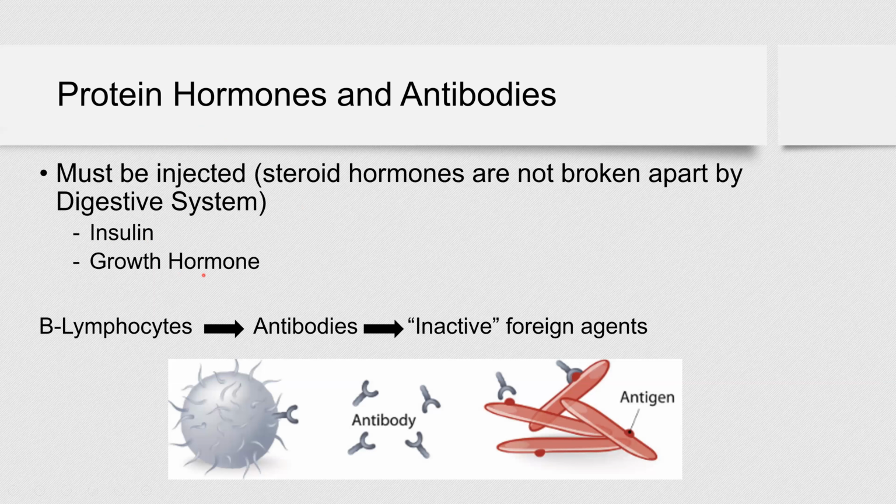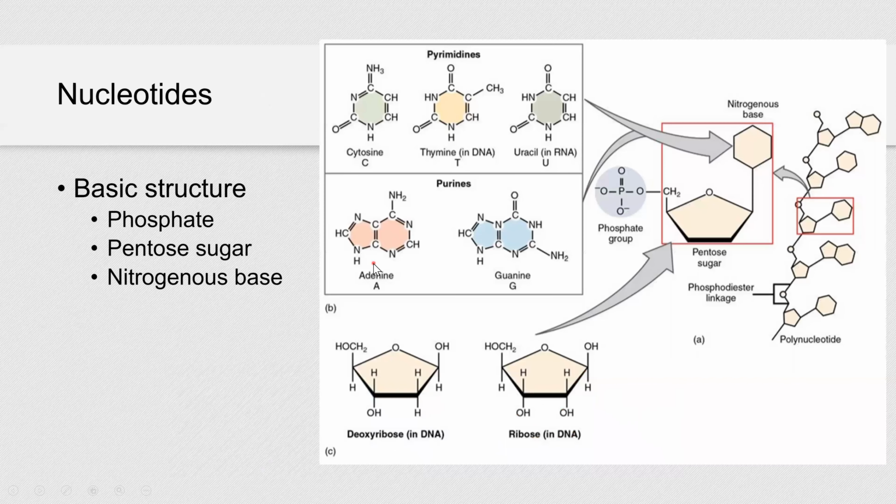Another example are antibodies. Antibodies are also proteins. You have special white blood cells, B lymphocytes, that will be converted into plasma cells, and those plasma cells will secrete functional proteins called antibodies that can inactivate foreign agents like bacteria. So antibodies are another example of proteins.